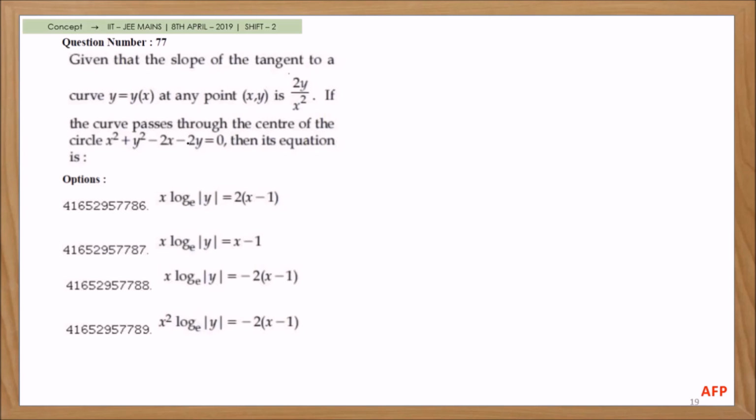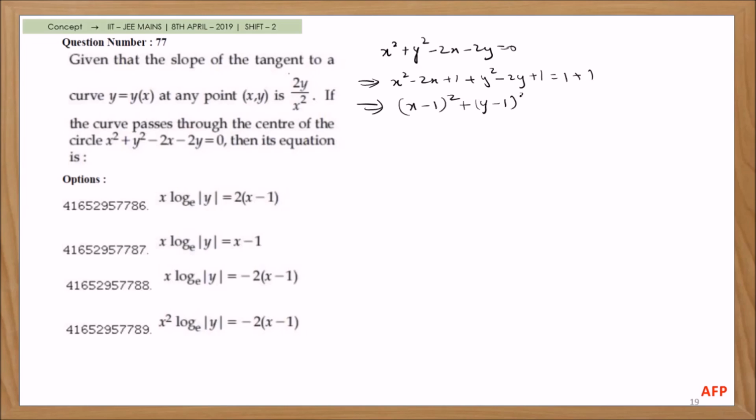So first we will find the center of this, x square plus y square minus 2x minus 2y is equal to 0. This implies x square minus 2x plus 1 we can add, plus y square minus 2y plus 1. So plus 1 to the other side to balance the equation, x minus 1 whole square plus y minus 1 whole square is equal to 2 we are having. The center here is 1 comma 1. Okay, the curve passes through this.